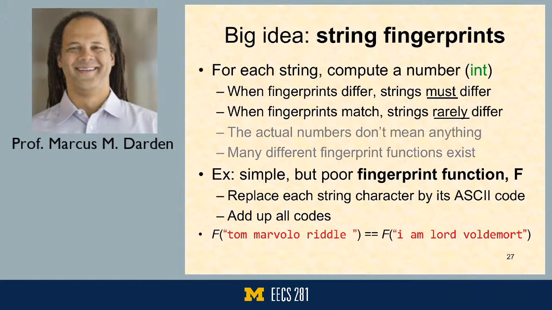We've got a nice Harry Potter example with Tom Marvolo Riddle, the name that Lord Voldemort used, or he gave himself Lord Voldemort from being Tom Riddle, right? So if I were to take those characters and use my simple fingerprint function of adding up all the characters, I would see that they're equal.